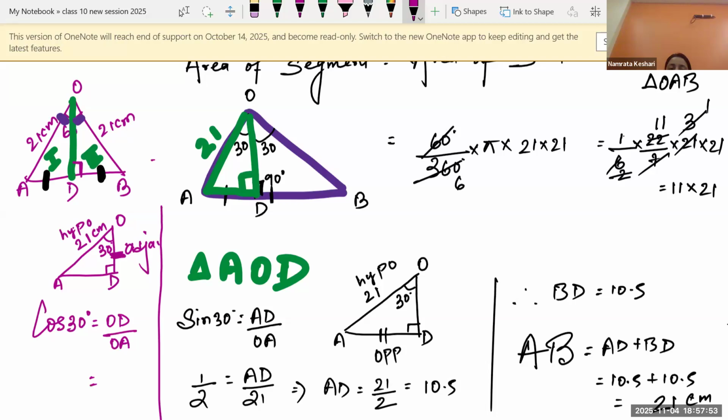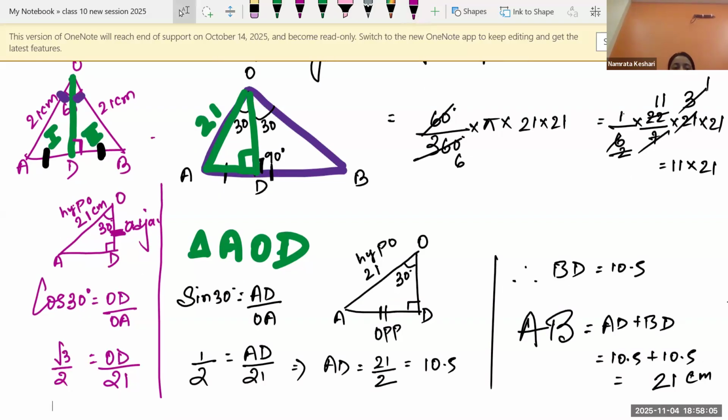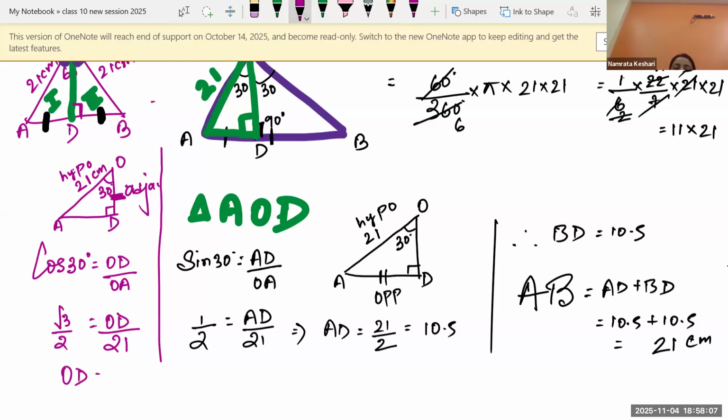Adjacent we want to find, we don't know. And hypotenuse we know. Cos 30 is root 3 by 2, right? And from here we are getting OD. Okay. The altitude's length we are getting as 21 root 3 by 2. Now we have to find the area of the triangle. Okay. The complete triangle OAB.